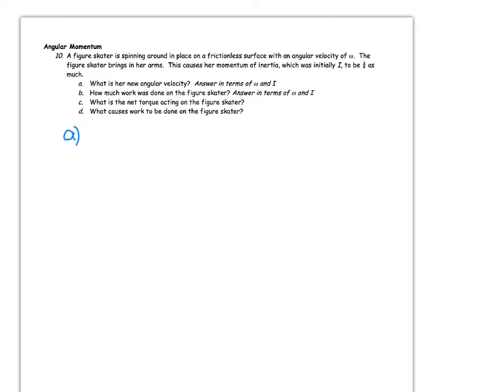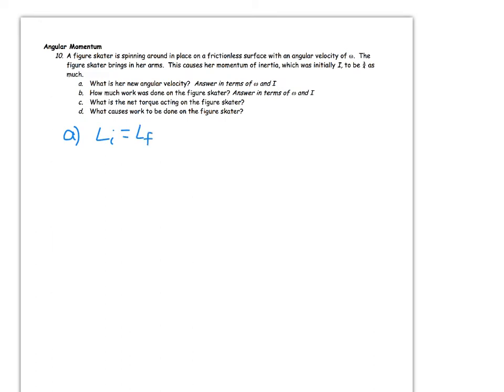Alright, for this problem here, we have a figure skater spinning in place with an angular velocity of omega. And the figure skater brings in her arms, pulling them closer to her body, which causes her moment of inertia to decrease. And we want to find her new angular speed. So we're going to use conservation of angular momentum here.